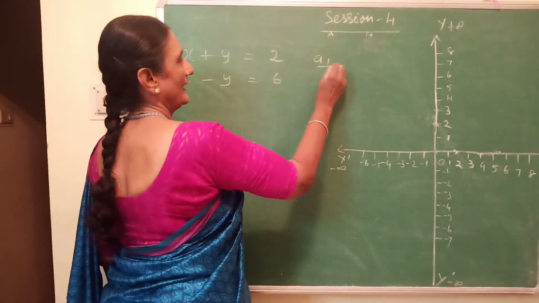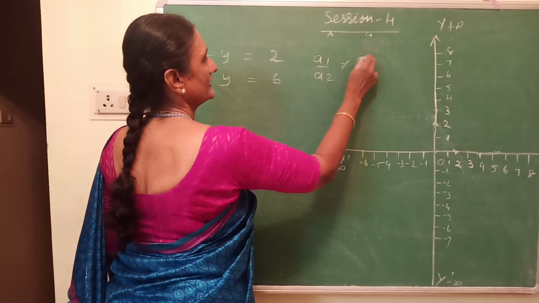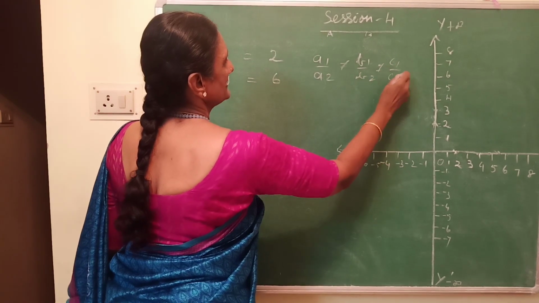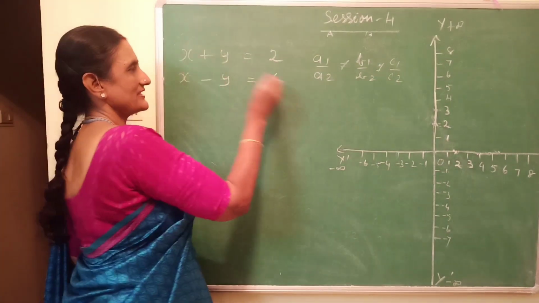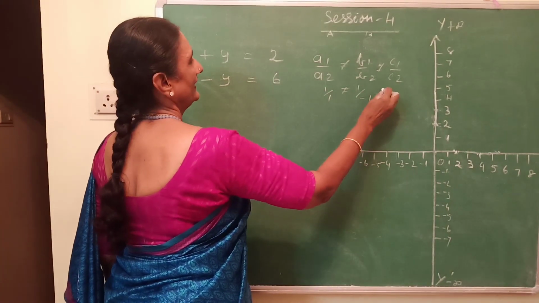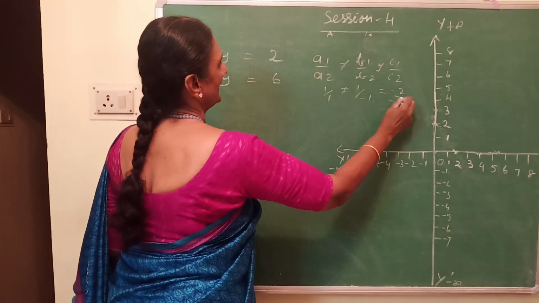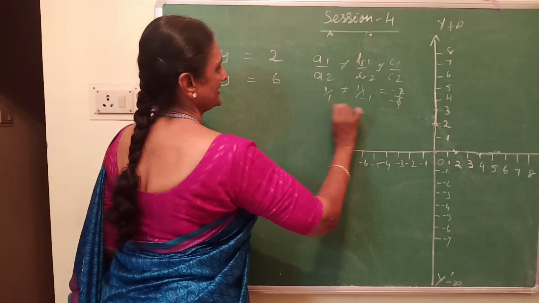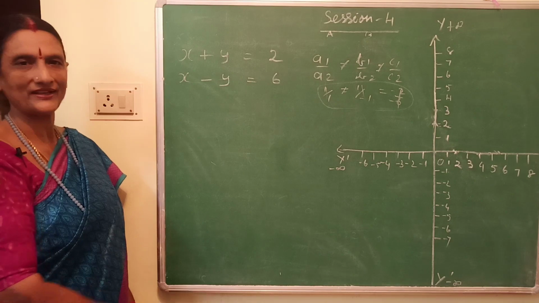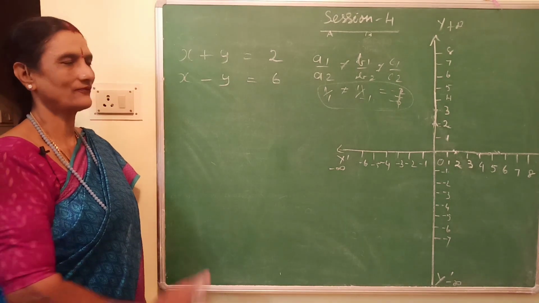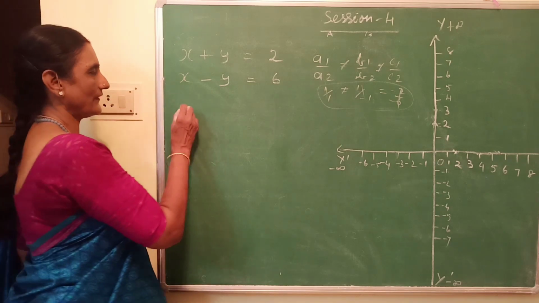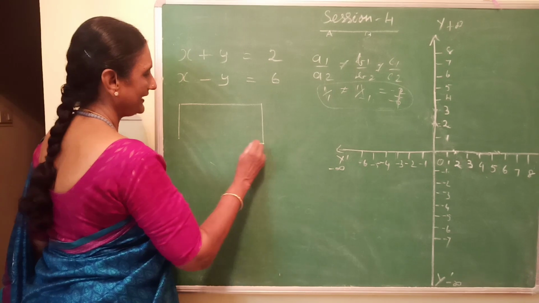A1 by A2 is not equal to B1 by B2 is not equal to C1 by C2. That is, here it is 1 by 1 is not equal to 1 by minus 1 is not equal to minus 2 by minus 6. So all the 3 are distinct. Therefore, we can say that no ratio is equal to another ratio. Therefore, all the 3 values are distinct, so you are going to get intersecting lines. So, let us verify by drawing the graph of these equations.